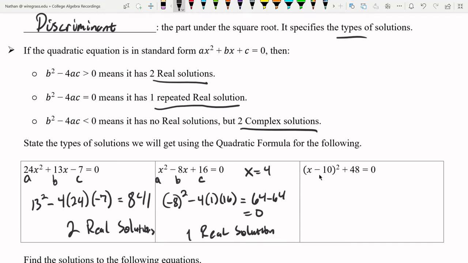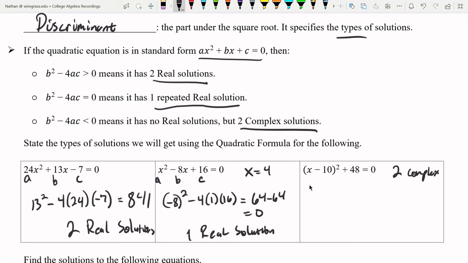Okay, finally, this one gave us two complex solutions. We solved this by subtracting the 48 and then taking the square root. That's what gave us two complex, so we know it has two complex. Let's go ahead and test the discriminant. Now in this case, we actually have an issue because it's not in this form. We want it in this form.